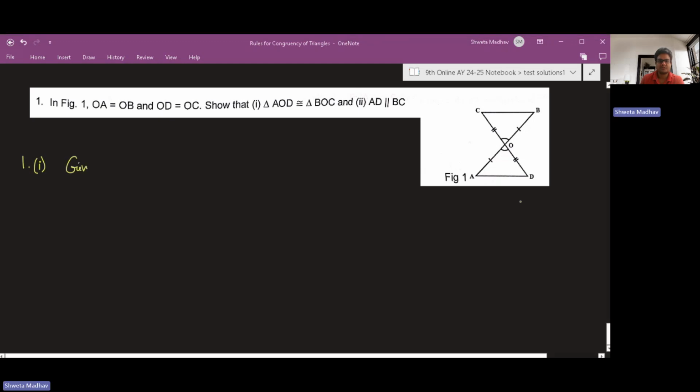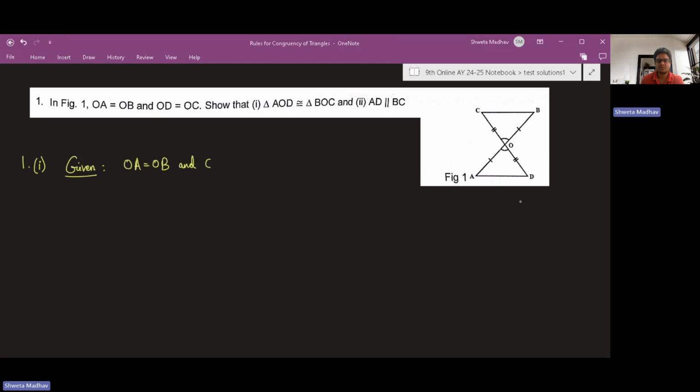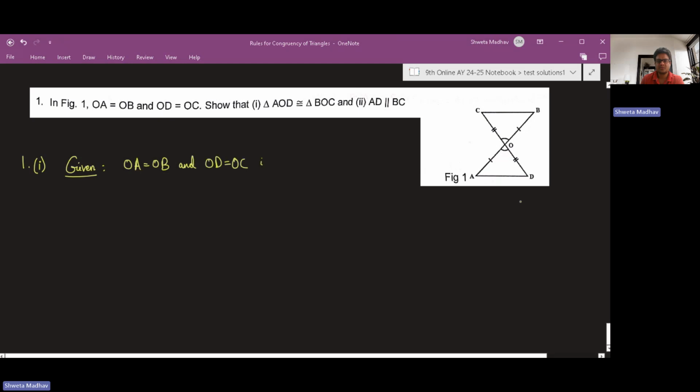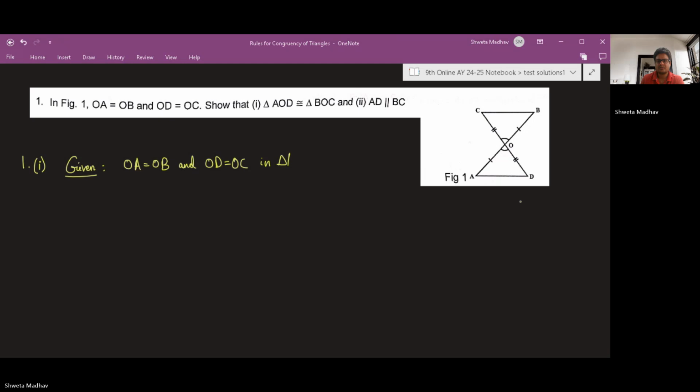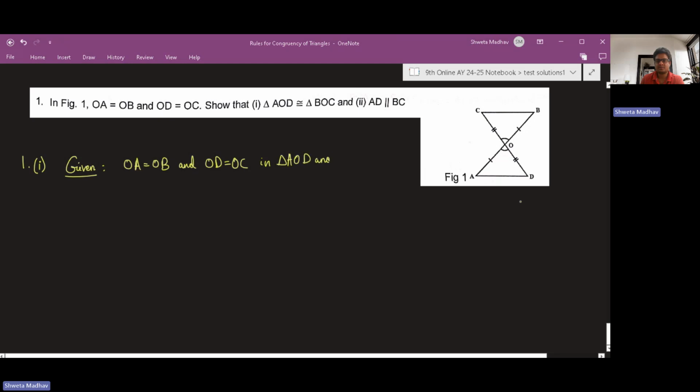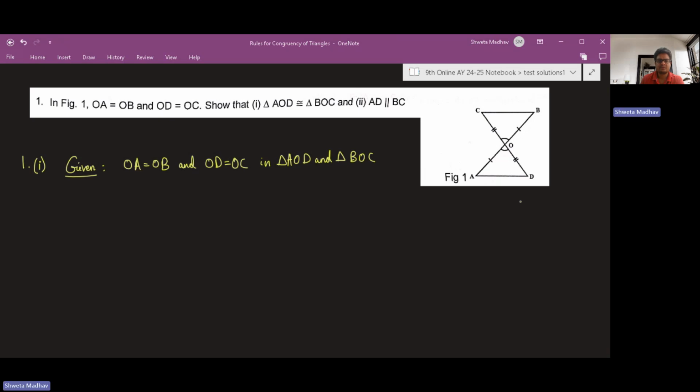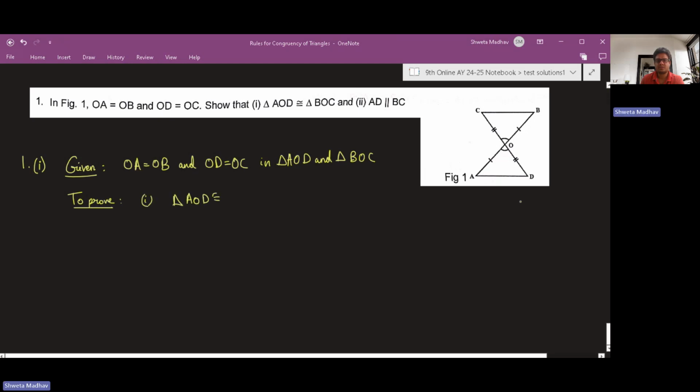So first we will write what is given. Given is OA equals OB and OD equals OC in triangle AOD and triangle BOC. Then we have to prove that. To prove, the first part is that triangle AOD is congruent to triangle BOC. Then the second one is AD is parallel to BC.